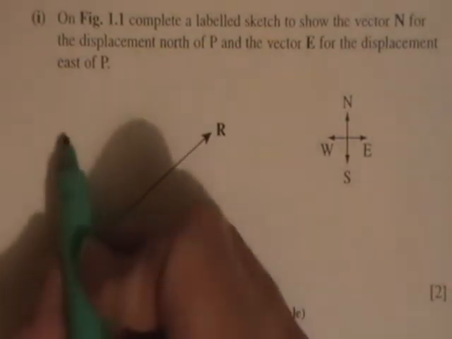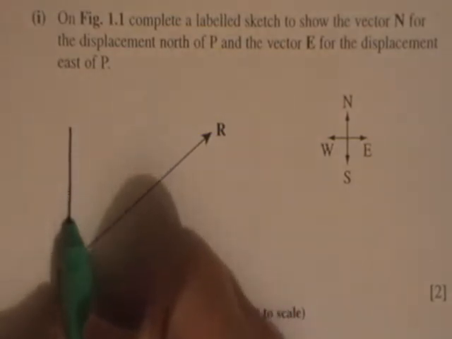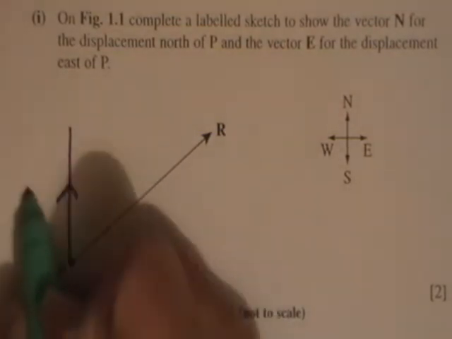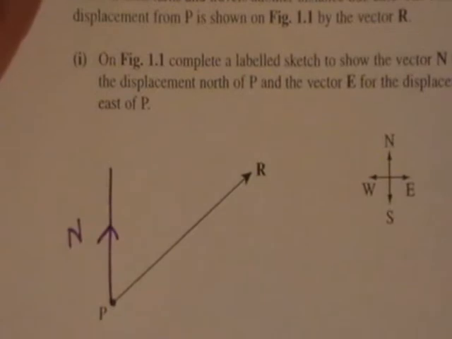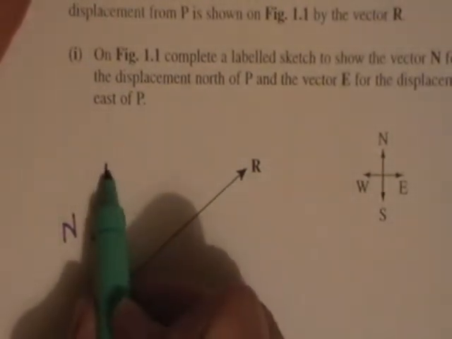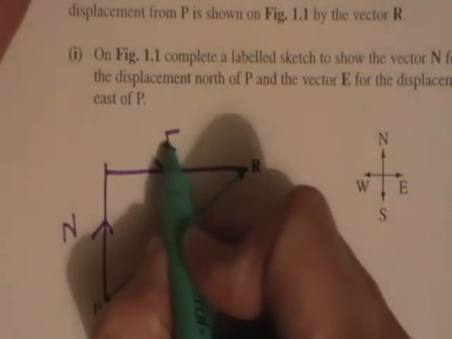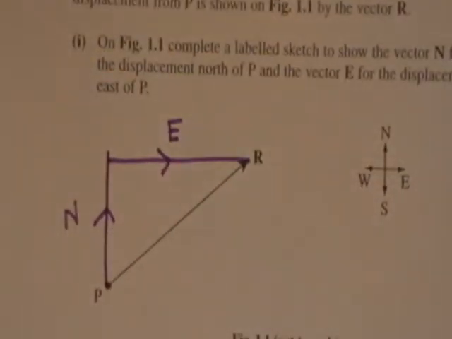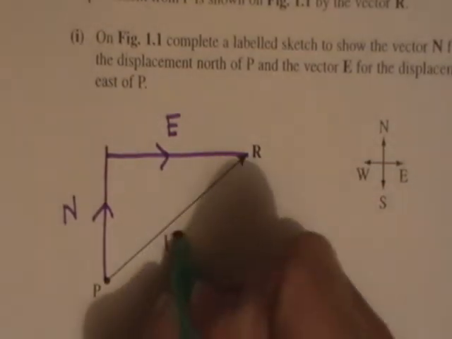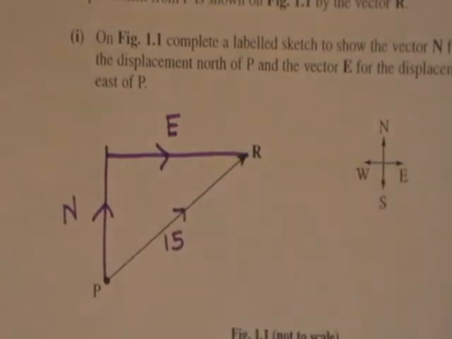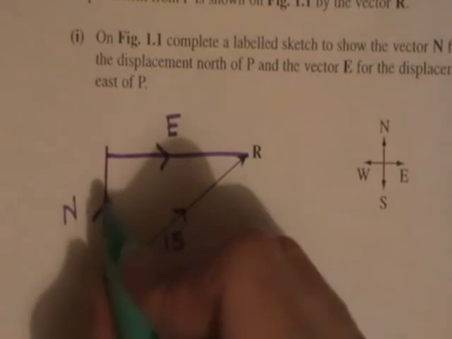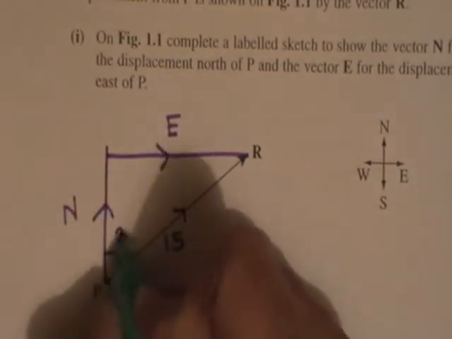So again, I'm going to do this without a ruler. And so therefore it's gone north. We're going to call that N. And then it's going to go east to end up at R. And that's E. The resultant displacement from P is 15 kilometres. And so I'm going to put that in and put an arrow on it. The angle between the resultant displacement and the displacement north is 37 degrees. So that's this angle here.